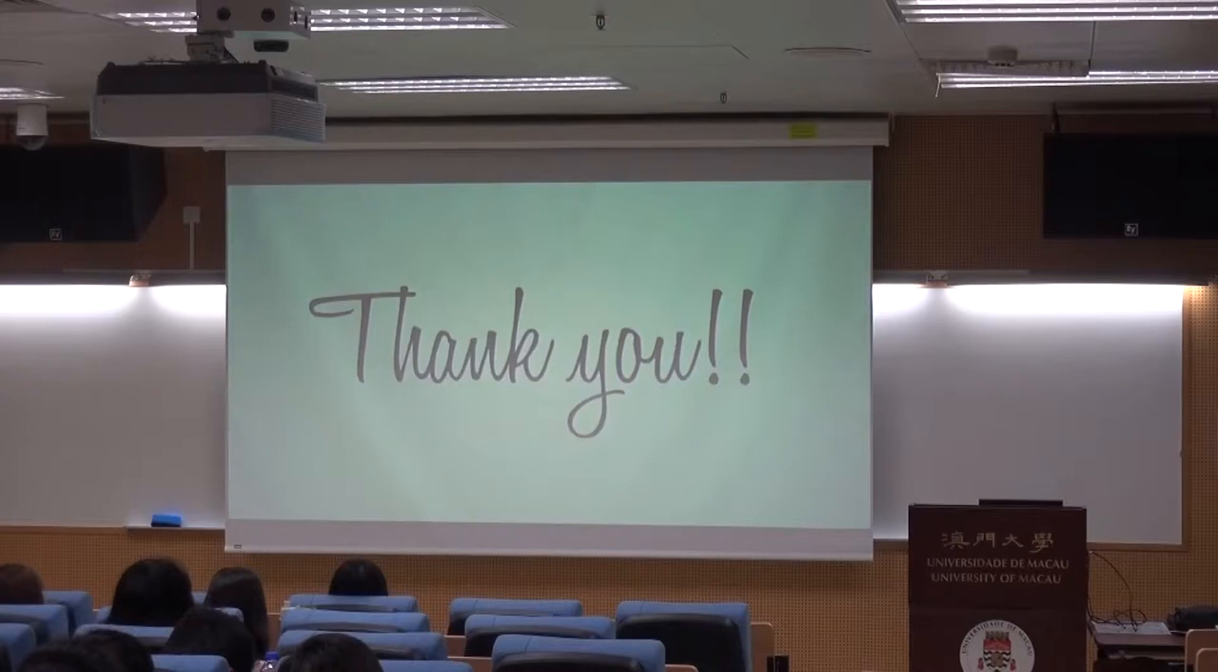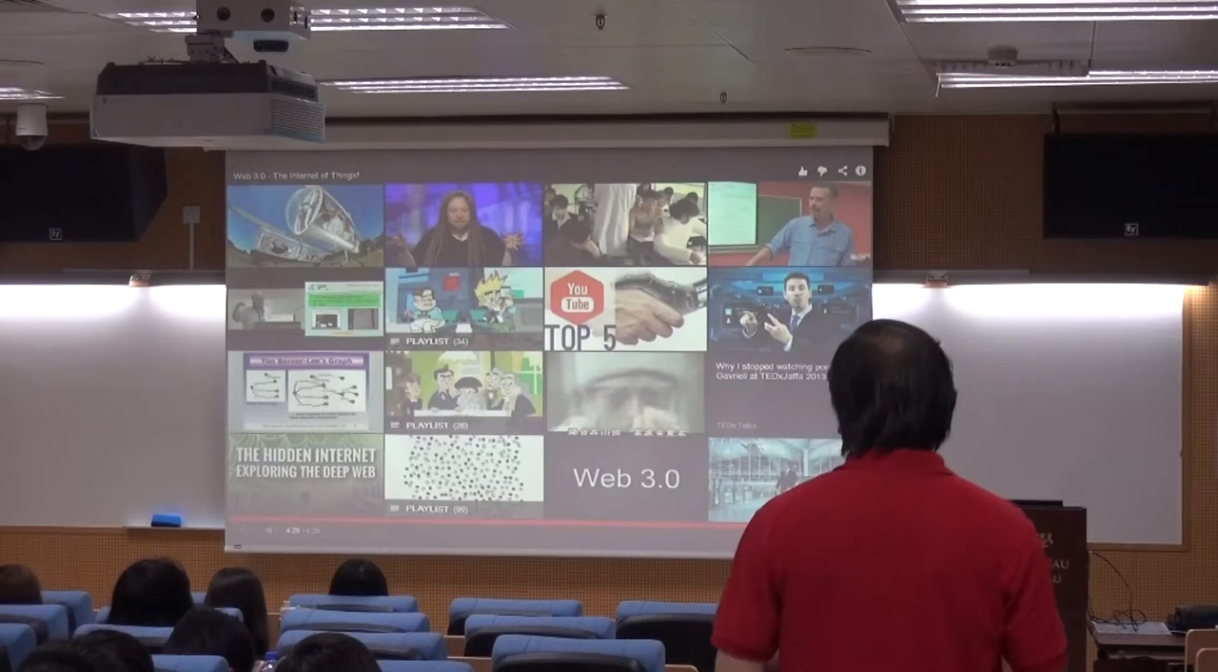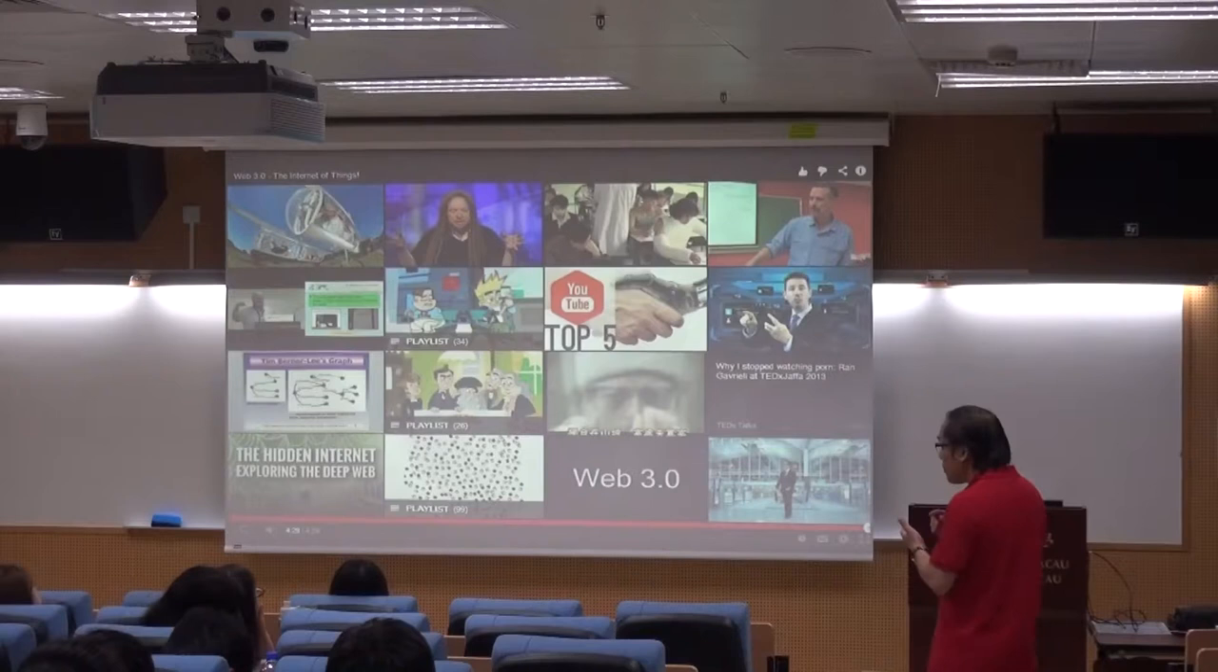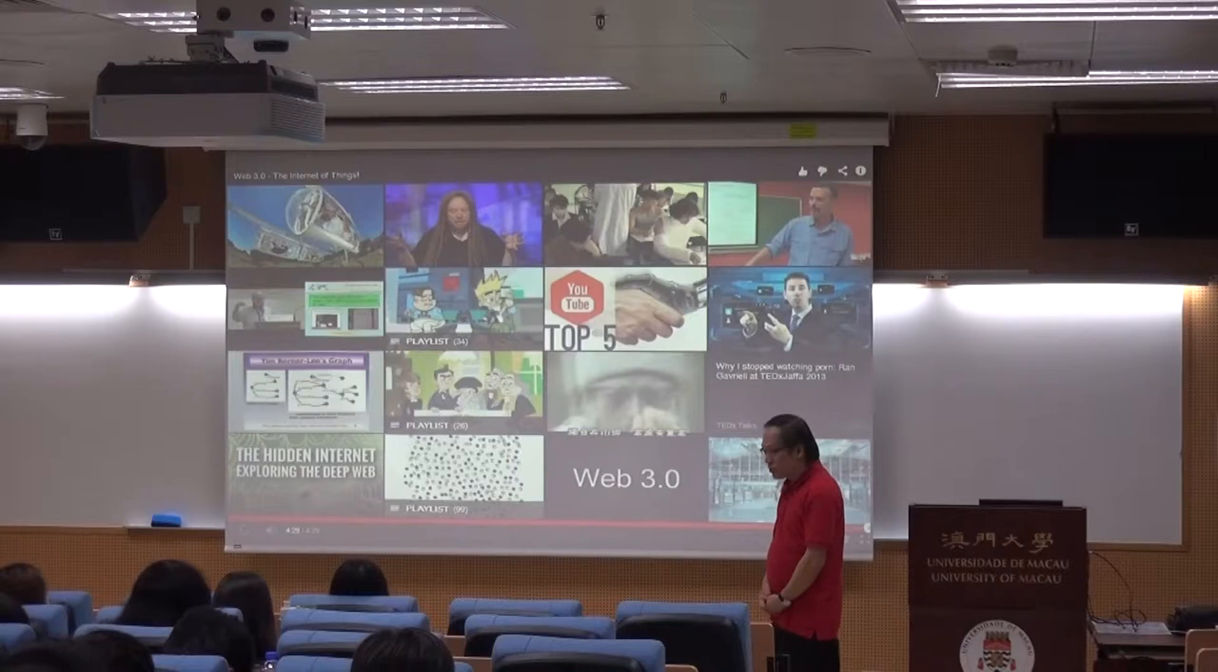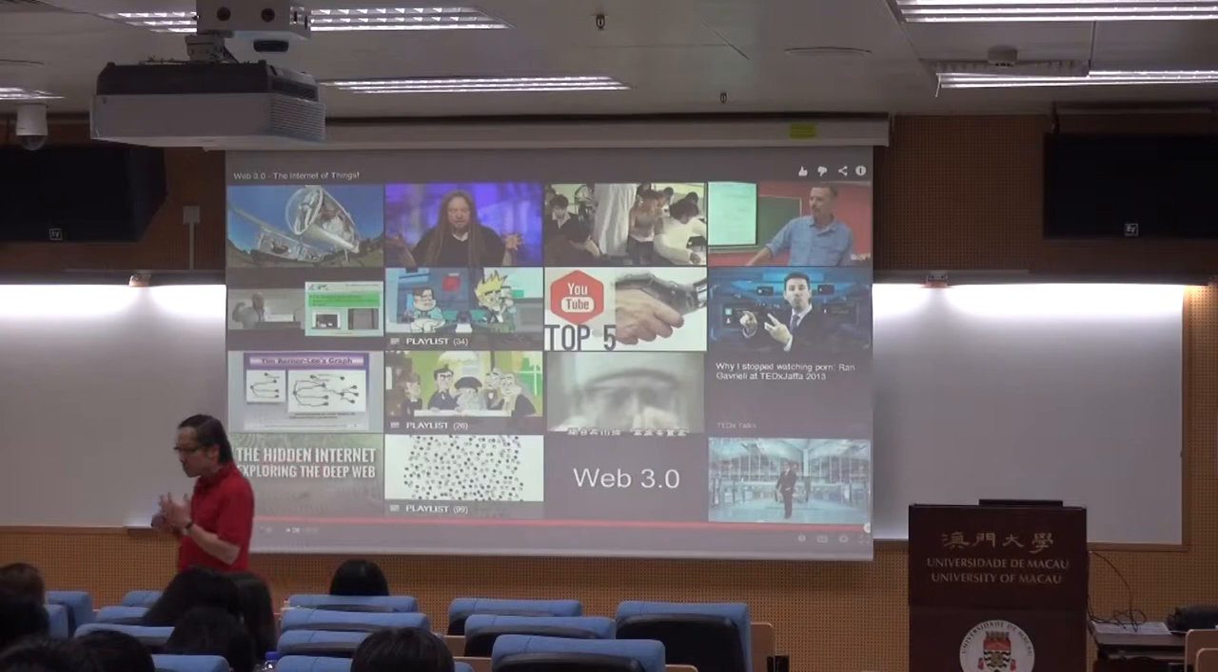I hope you can use this video as the basis to help you understand the differences between Web 1.0 and Web 2.0, and then between Web 2.0 and Web 3.0. Now the question is, through these two very short videos, we should have some basic understanding of what is meant by World Wide Web. How has the World Wide Web evolved from the very beginning?